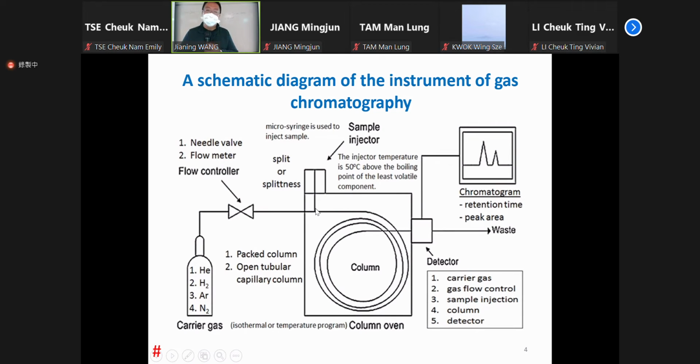And after injection, we will release a signal to the computer. So from this point, we record the time as 0. So the unretained sample goes through the column and reaches the detector. The time when we detect this signal is the unretained time, tM. And all other signals from the sample, because they have a certain retention, the times are retention times.